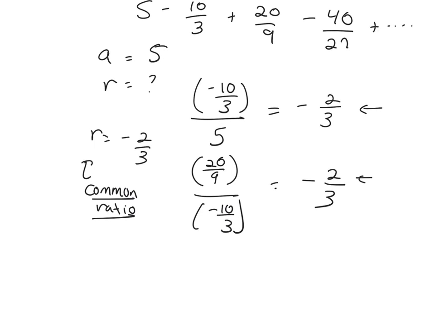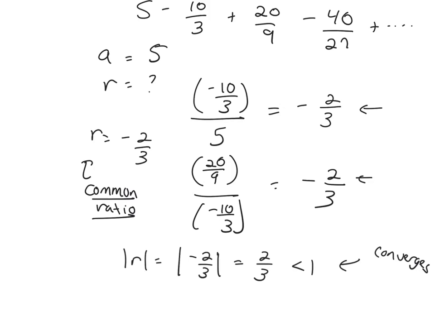So remember our condition on R in order for the series to converge. What was the condition? The absolute value of R had to be less than 1. What do I get if I take the absolute value of R here? Absolute value of negative 2/3 is 2/3. That's less than 1. This tells me, if I didn't already know, that this series converges.